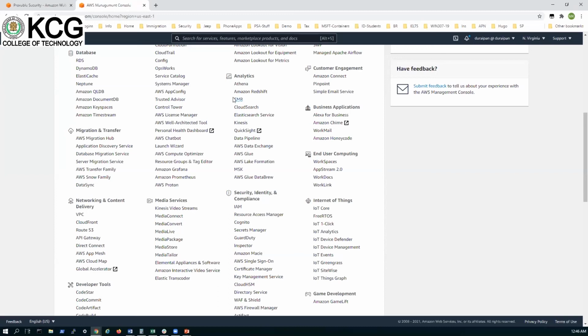So EMR is the big data service that you're talking about. Of course, there is a whole bunch of other things. Kinesis, if you've heard of Kafka, Kinesis is very similar to Kafka. Of course, these are all managed services. Data Pipeline, Data Exchange. Glue is basically, I'm drawing a blank here. Glue can be thought of as sort of like an ETL tool.